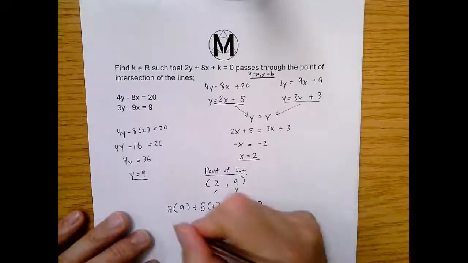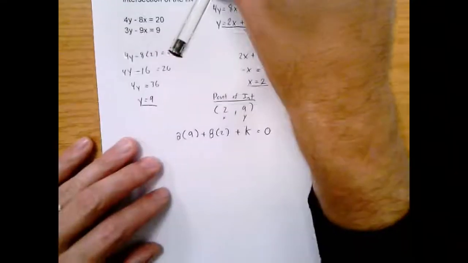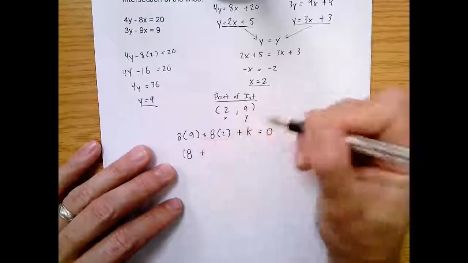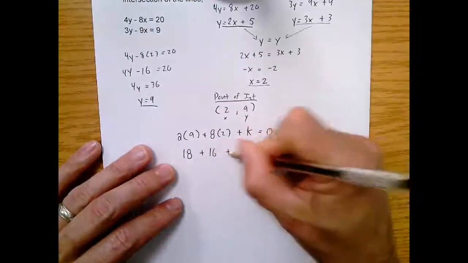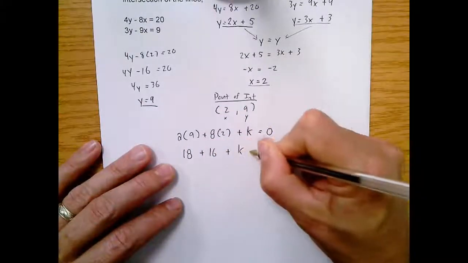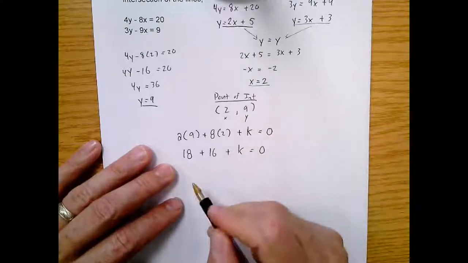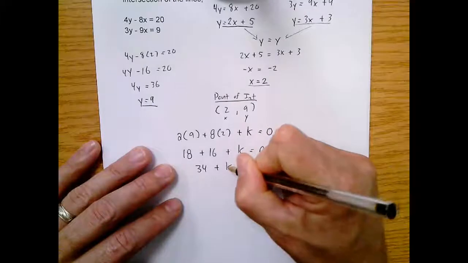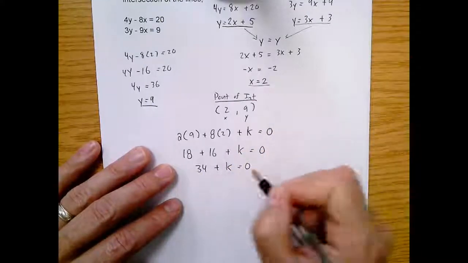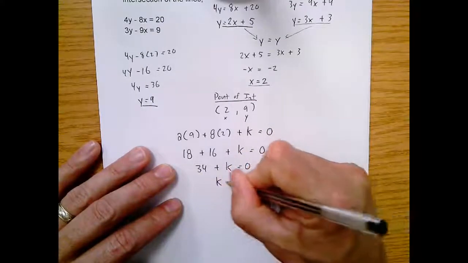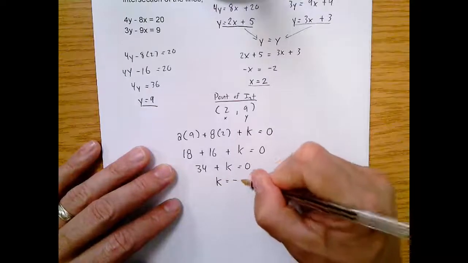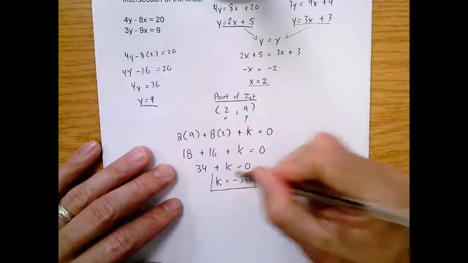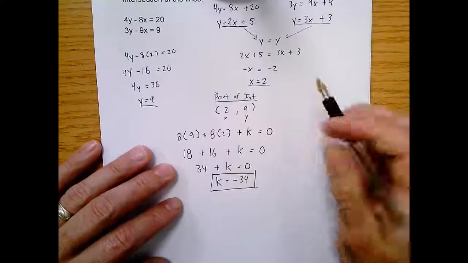Okay. Let's come on down so it's centered up. All right. 18 plus 16 plus k equals 0. 18 plus 16 is 34. 34 plus k is 0. Subtract 34 from both sides, and voila, k is negative 34. And there you go. We did it. That's our answer. K is negative 34. Good job.